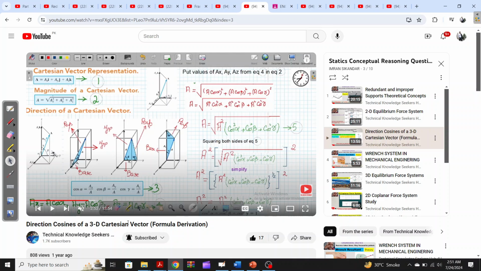a 3D Cartesian vector. Direction cosines of a 3D Cartesian vector are the respective cosines of the angles which the Cartesian vector makes with the respective x, y and z axes. The angle which it makes with the x-axis is alpha, with the y-axis is beta, and with the z-axis it's gamma, and their cosines become the direction cosines. Mathematically, direction cosines could be represented as cos square alpha plus cos square beta plus cos square gamma equals 1. So this is a very simple explanation.